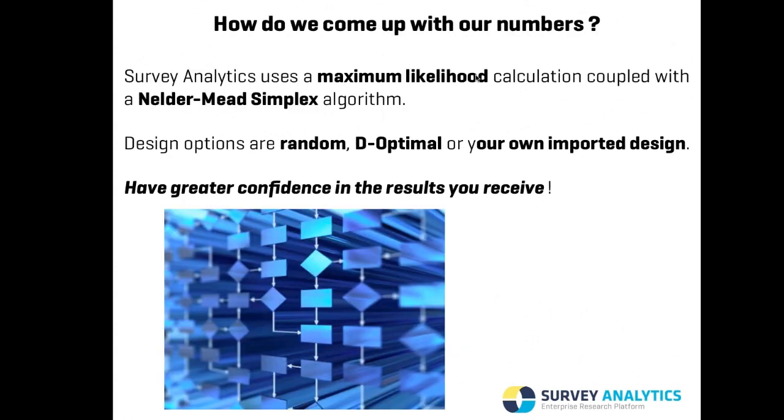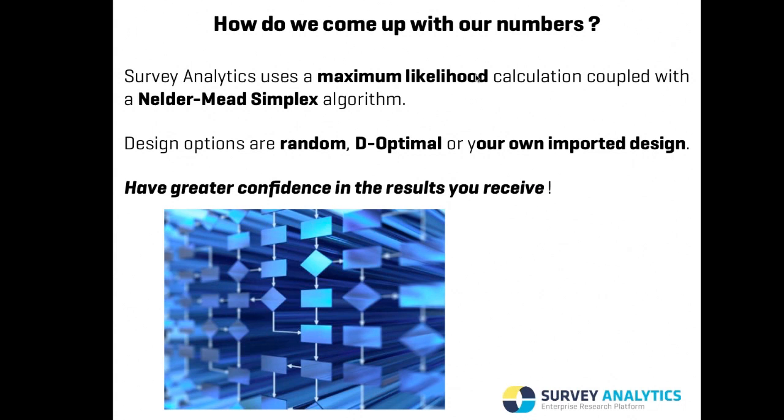One question we get asked when we're presenting this to people is, how do we come up with the numbers? Now, I have no doubt in the audience there are some of you who are very skilled at conjoint. And so we use a maximum likelihood calculation with a Nelder-Mead simplex optimization algorithm. We have a very clever consultant who came up with this for us, and we have him on retainer to do all the clever stuff for us and tell us what we should be doing. If you don't understand what I just said, that's okay. You don't have to.